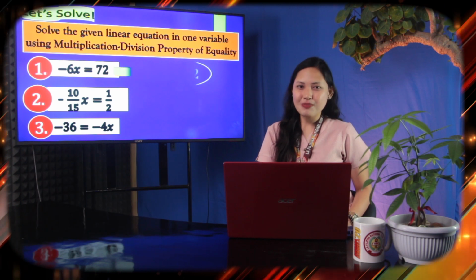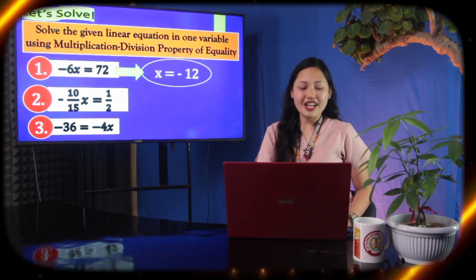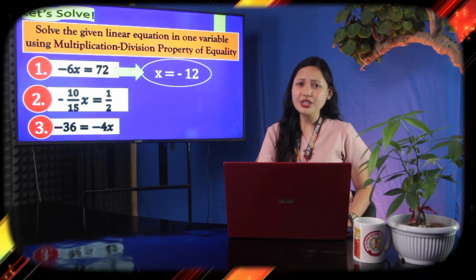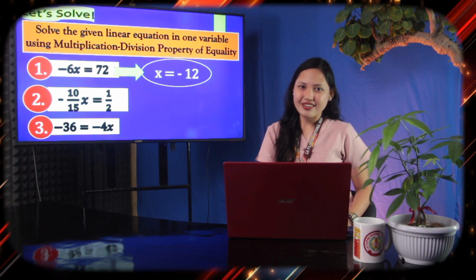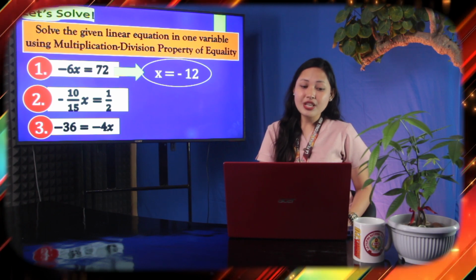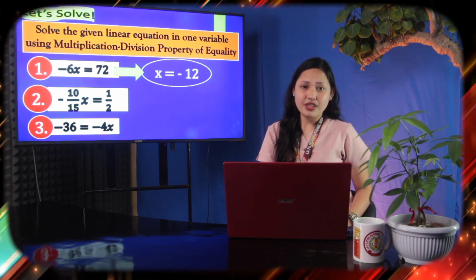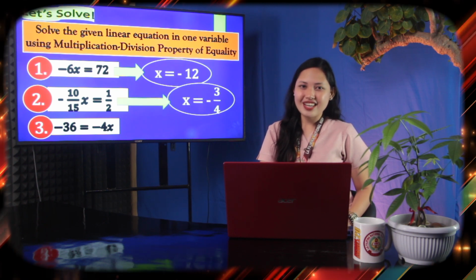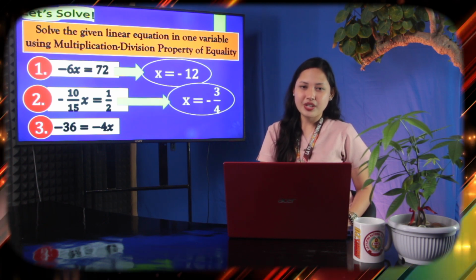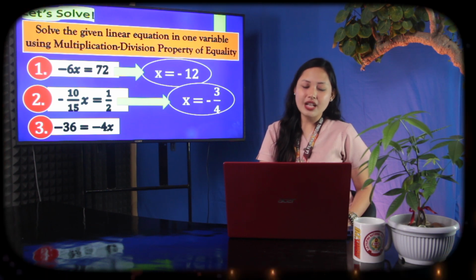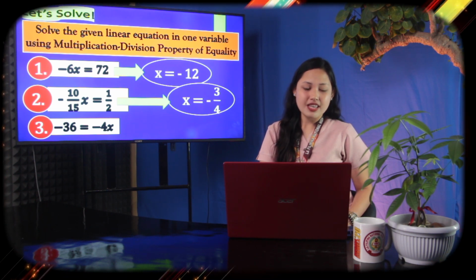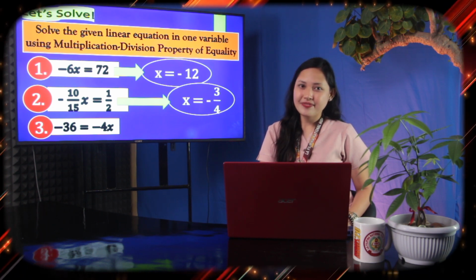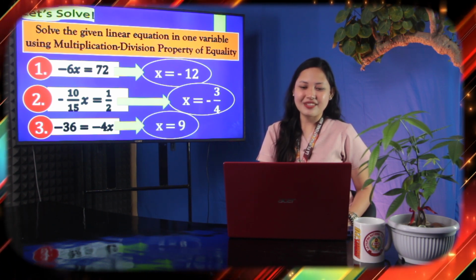So what's your answer for number 1? The value of x here is negative 12. How about number 2? The value of x in negative 10x over 15 equals 1/2 is? Very good. x equals negative 3 over 4. For number 3, what is the value of x in negative 36 equals negative 4x? The value of x here is 9.